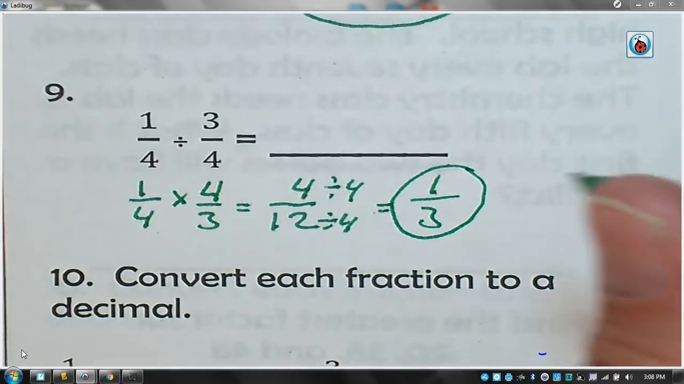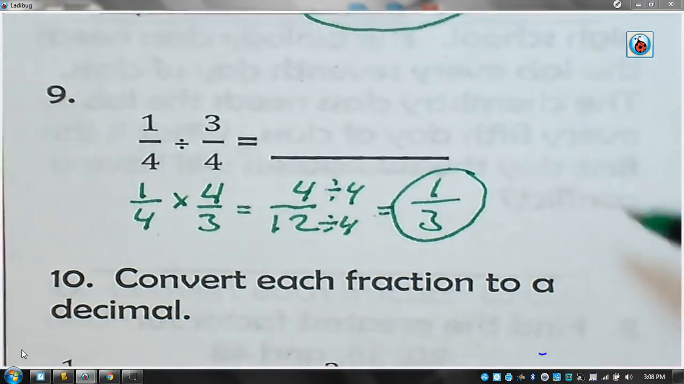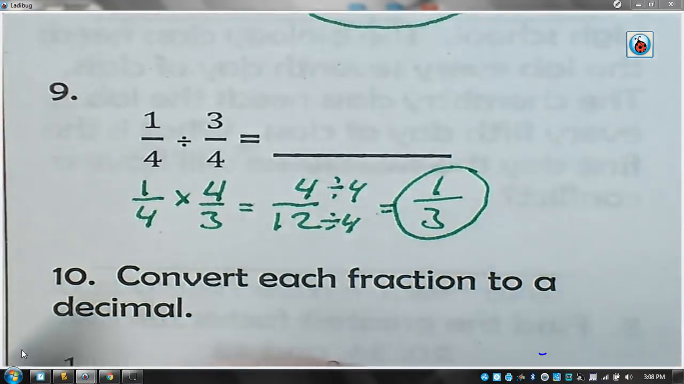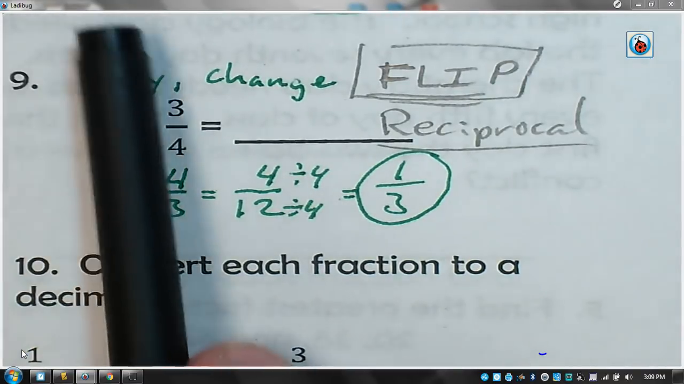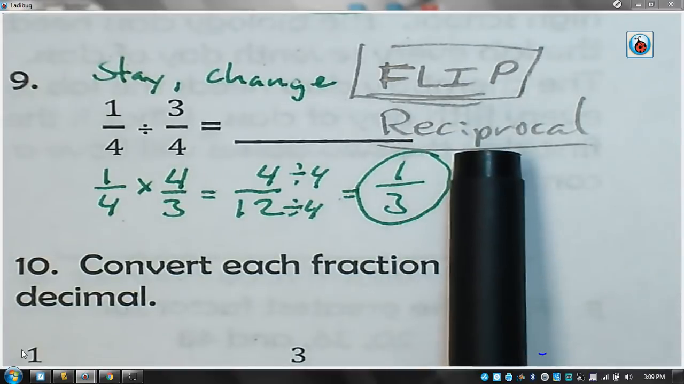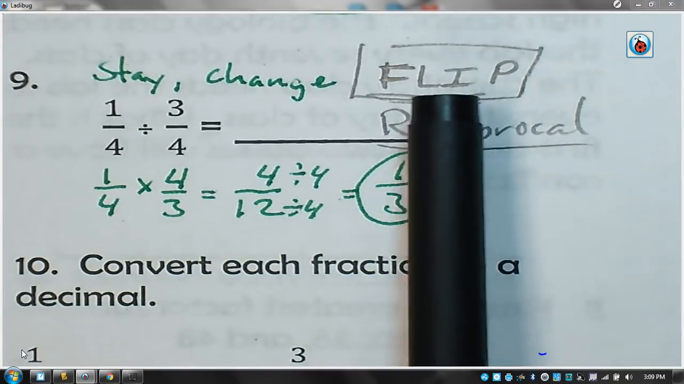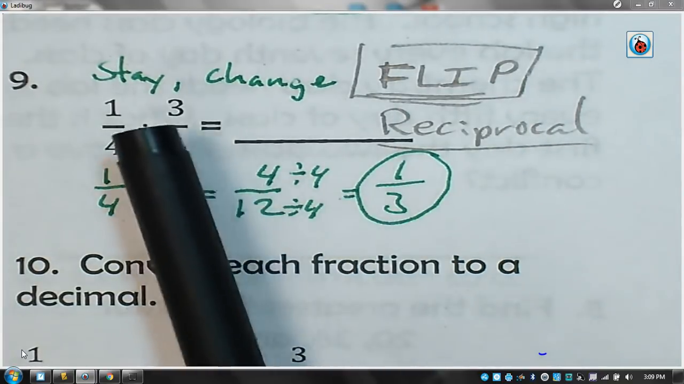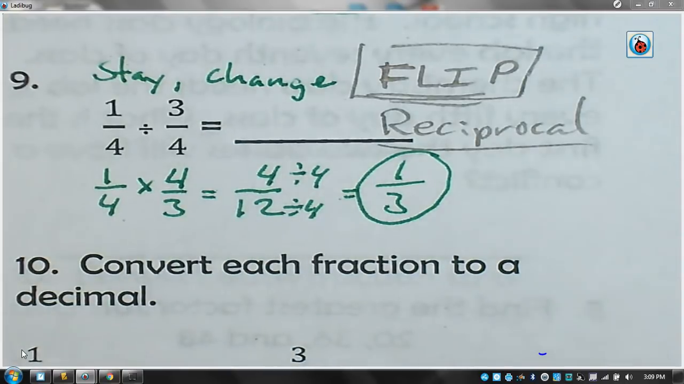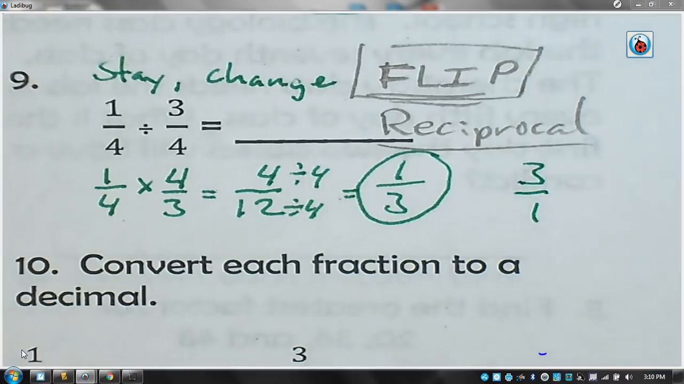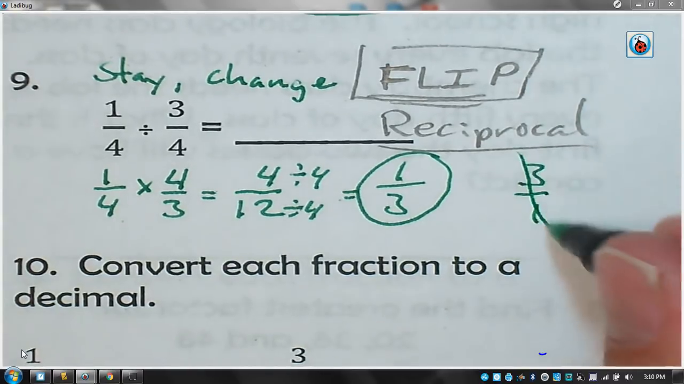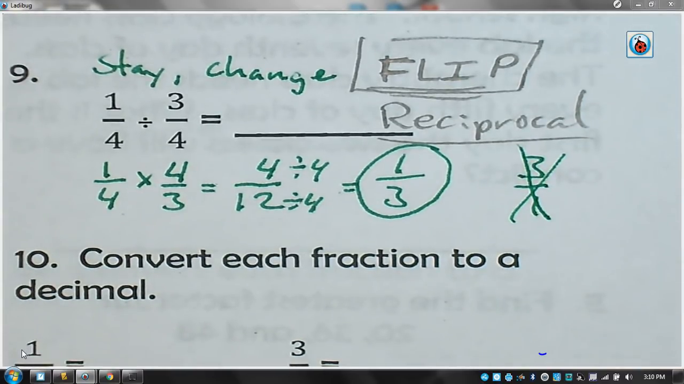He drank a third of a gallon. Oh no, I'm back on that one. Sorry, it's not a third of a gallon. I'm losing my mind. There you go. Remember these things. Stay, change, reciprocal. Just flip it. You have to flip that 3/4 into 4/3 because some of you would have had 3/1 if you didn't flip it. That's wrong, my friends. Very wrong.